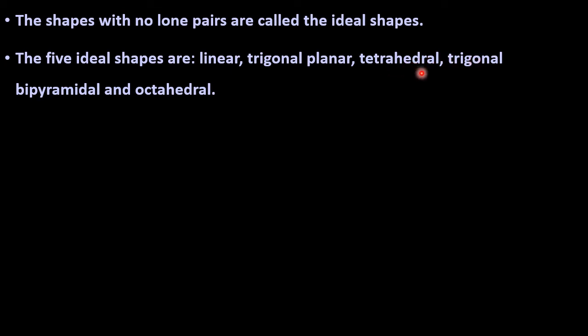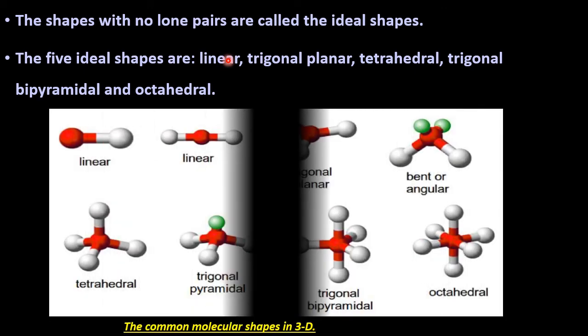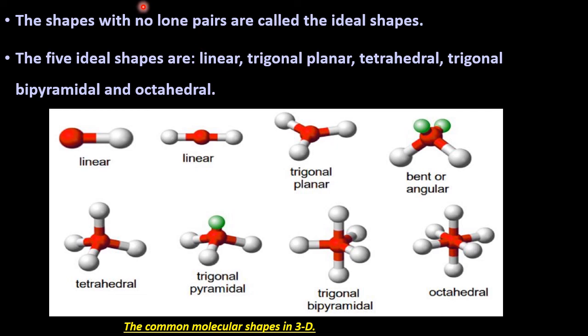Tetrahedral is 4 corner. Trigonal planar is not a pyramid; it is just a plain triangle. Linear is like 180 degrees. We'll see the 3D pictures of all these. Linear. Trigonal planar, just a plain triangle. Tetrahedral, 4 corners: 1, 2, 3, 4. Trigonal bipyramidal is a triangle base with a pyramid if you join the lines. And octahedral: 1, 2, 3, 4, if you join, it becomes like a square, something like a parallelogram.